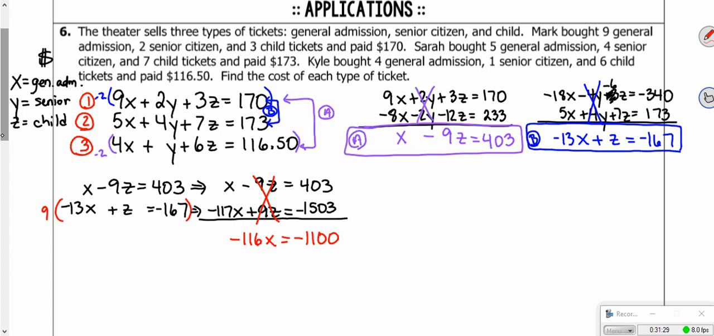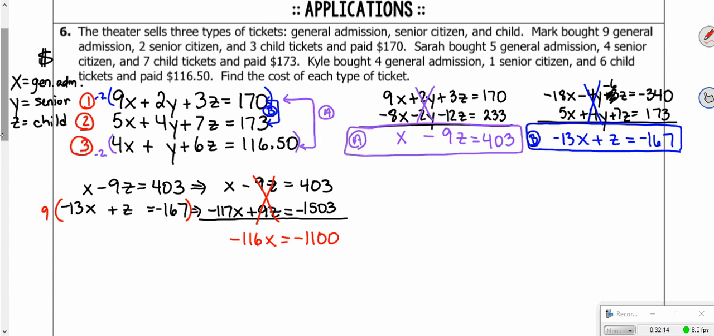I'm not seeing it. Aiden, are you seeing my mistake? I'm not seeing it.